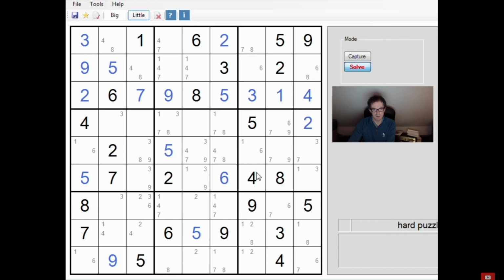Is that a way of getting rid of any more? Oh, look, we have got a 1, 4, 7 triple now in column 4.